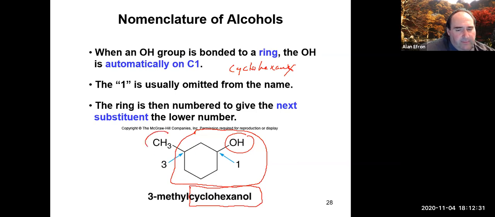That leaves one group left over here, which is a methyl group. And since this is part of the functional group, it should have the smallest number. And we could either number 1, 2, 3, 4, 5, or we can number counterclockwise 1, 2, and 3. So we would want to go this way, as that would give the group the smaller number. And that's where we get our 3-methylcyclohexanol. Question on that name there?